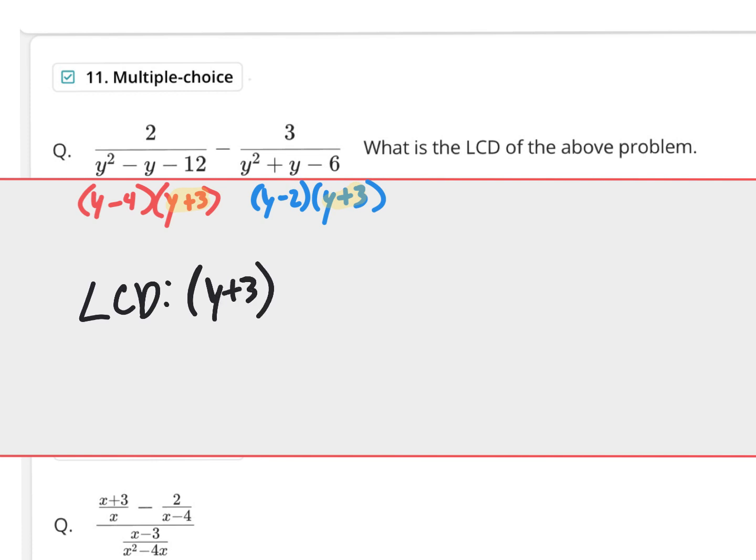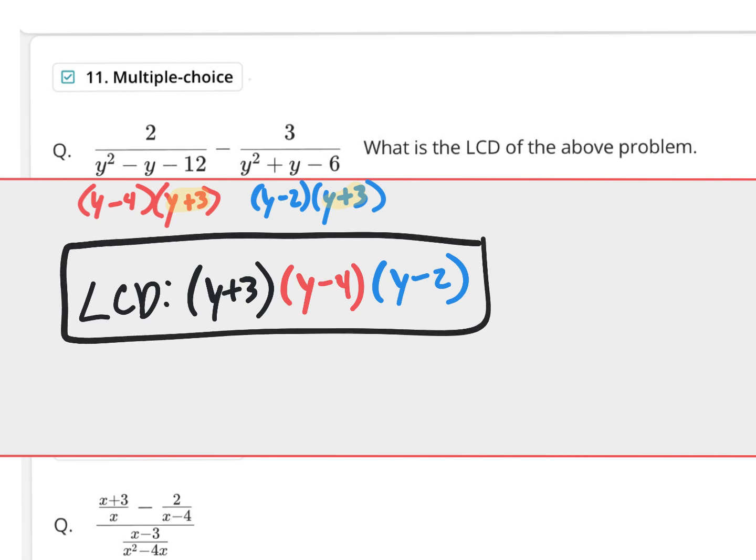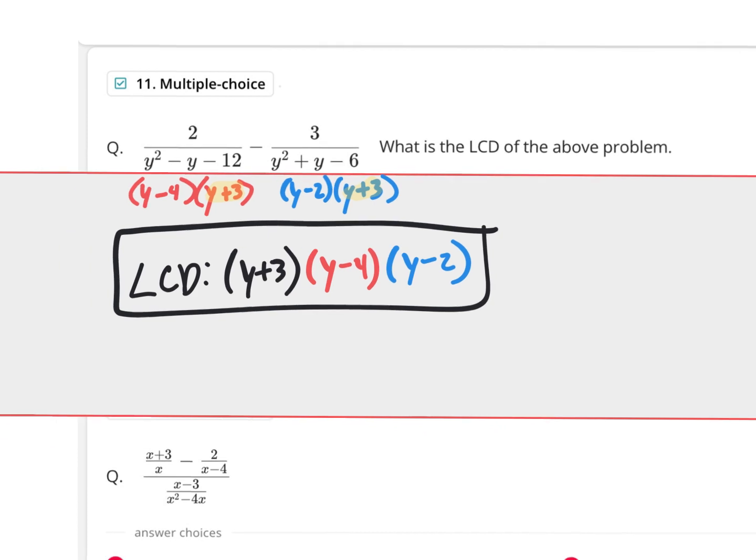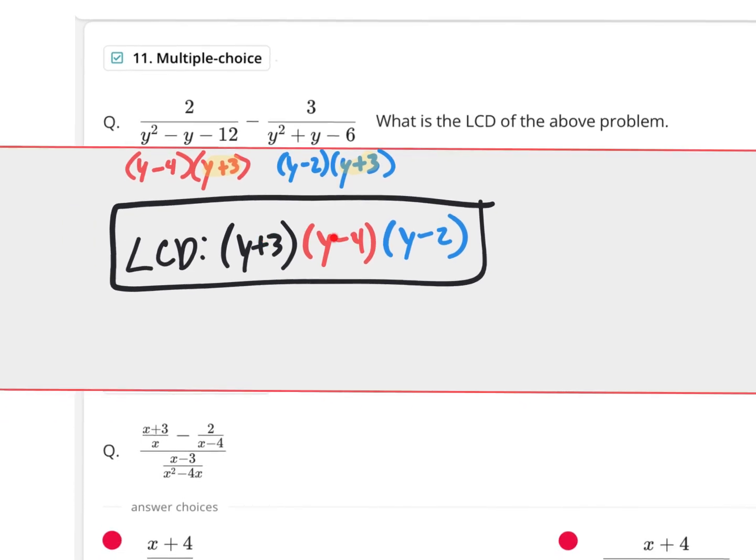Okay, and then what about the rest? You have to bring it down. So you also have the y minus 4 left over and also the y minus 2. You bring all that down and all three binomials multiplied together will be your LCD. And that's all they're asking for. They're not actually asking you to subtract the fractions. They're just asking you what is the LCD of this question, and that is your answer. When you look for it on the multiple choice, remember it could be in any order.